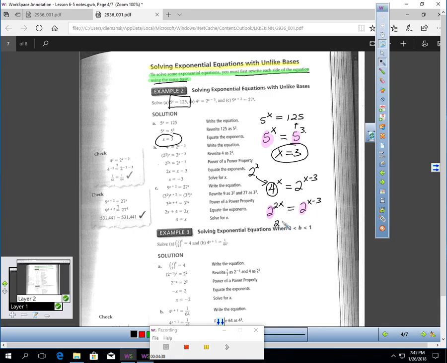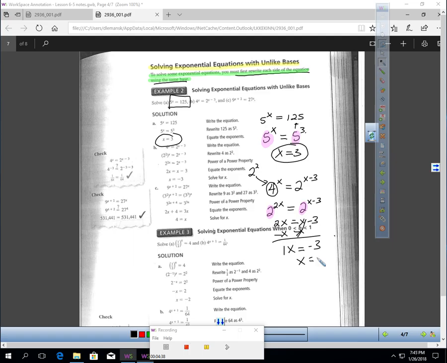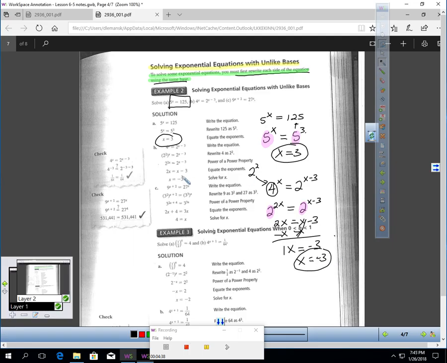Well, now I do have the same base. So 2x would equal x minus 3, and then I can, I misspoke, don't add 3 to each side, take away x from each side, and 1x would equal negative 3, which means x equals negative 3, just like you see here.